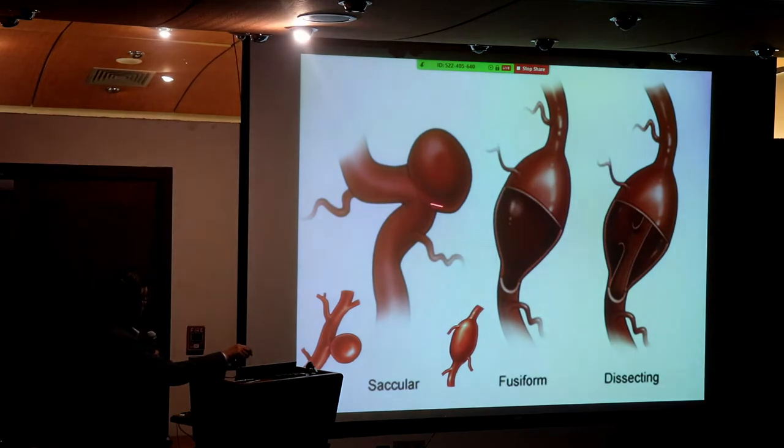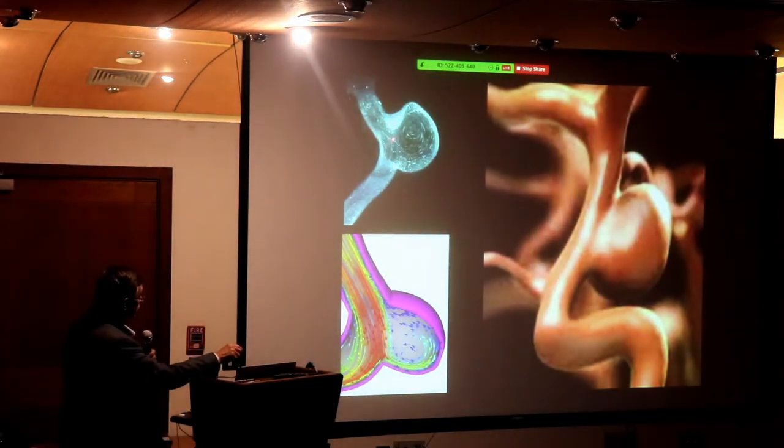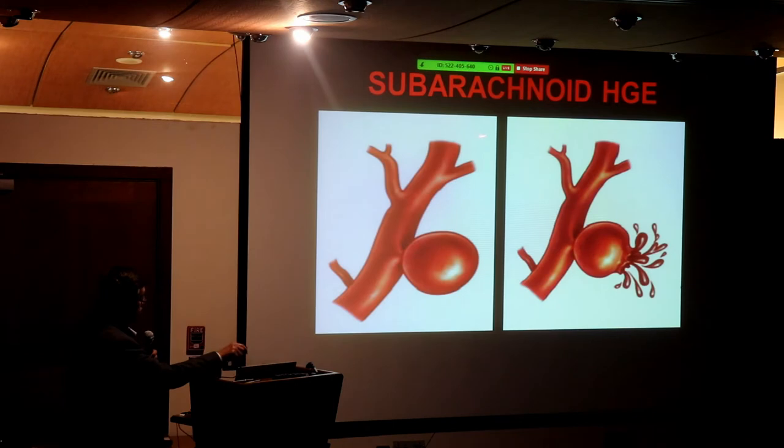Types of aneurysms are the circular ones, the diffuse ones, or the dissecting ones. If the blood is coming this way, it will flow into the aneurysm and then go this way. Look at the wall of the artery, it's thick here, it's thin here, so this is the area where it ruptures. And when they rupture, they will cause subarachnoid hemorrhage.